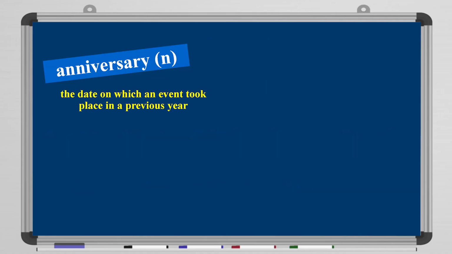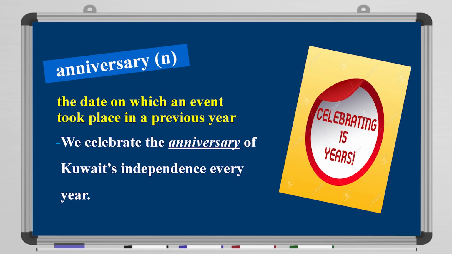Now let's continue with the rest of the vocabulary. We have the word anniversary, which is a noun. What does it mean? It means a date on which an event took place in a previous year. For example, we celebrate the anniversary of Kuwait's independence every year.